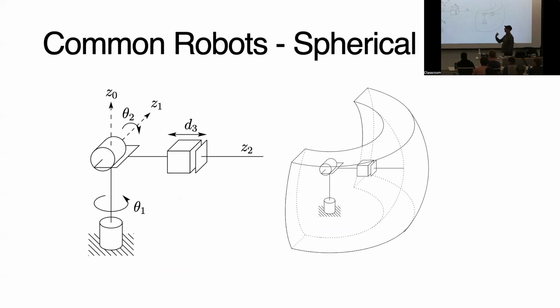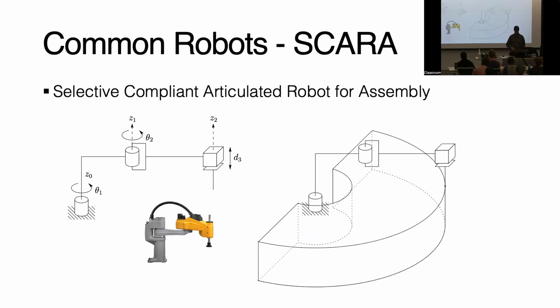We can make a spherical robot by replacing that last degree of freedom with a prismatic joint. So here you have 2 rotational degrees of freedom and a translational degree of freedom, just like in polar coordinates, where you would specify a point based on 2 angles and a radius. Similarly, we can change the orientation of that prismatic joint.